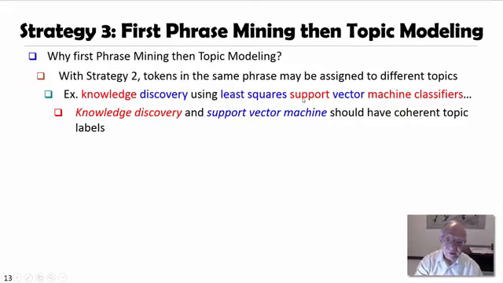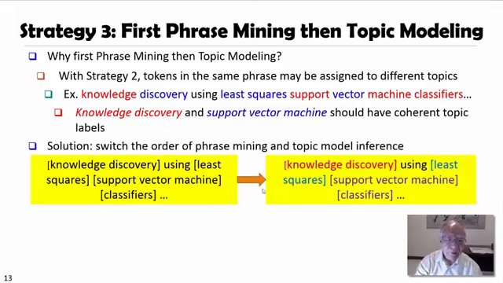The same thing with support vector machine: you may get support in one topic, vector in another, and machine in the same topic as support. If that's the case, we will never be able to generate knowledge discovery or support vector machine as quality phrases because they belong to different topics. How can we fix this problem?